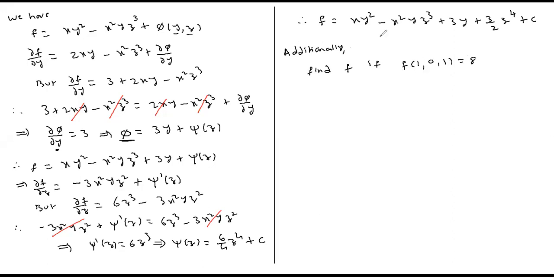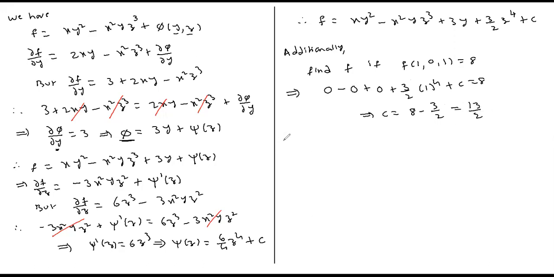You have to substitute x equal to 1, y equal to 0, and z equal to 1 in the function and get the value of c. So that means xy squared minus x squared y z cubed plus 3y plus 3 by 2 into z power 4, which is 1 power 4, plus c equals 8. That means c equals 8 minus 3 by 2, which is 16 minus 3, that is 13 by 2.